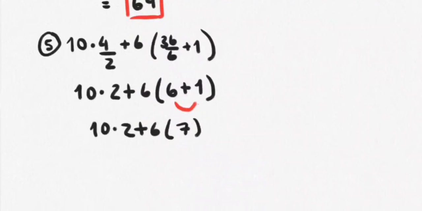Okay. We have addition and multiplication, so I'm going to do multiplications. 10 times 2 gives us 20 plus 6 times 7 is 42. Okay. And our answer is 62.